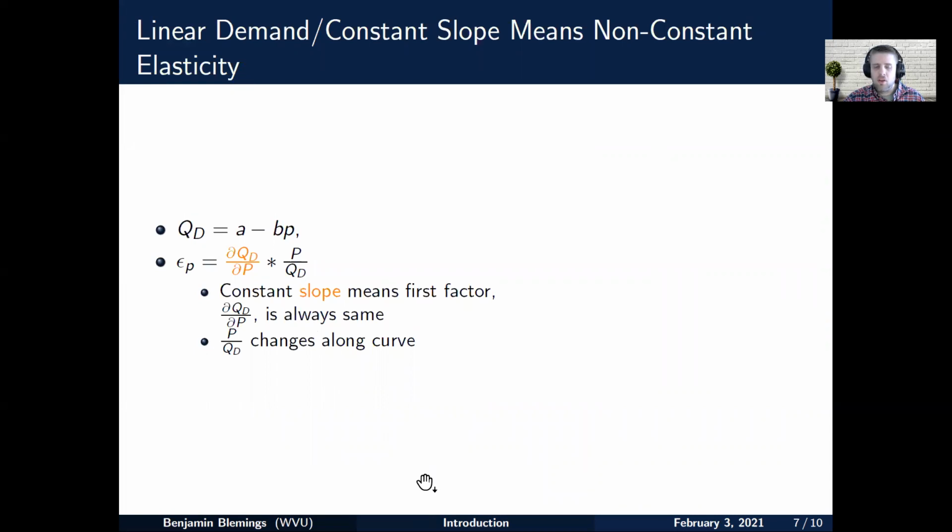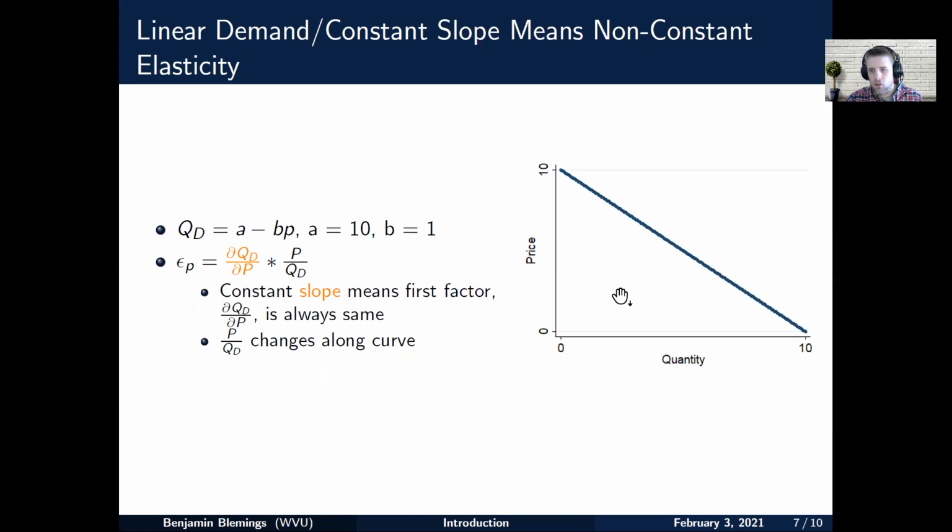And so something that's important to know is that on a linear demand or a constant slope demand curve, it means that there's non-constant elasticity, and I want to talk about why. So remember, this is our demand curve's equation. And this is our elasticity equation. On a constant or linear sloped demand curve, this orange derivative with respect to price is always the same number. All that's changing is this P over QD at different points on the curve. And so we need to think about how this second factor behaves to think about how elasticity changes.